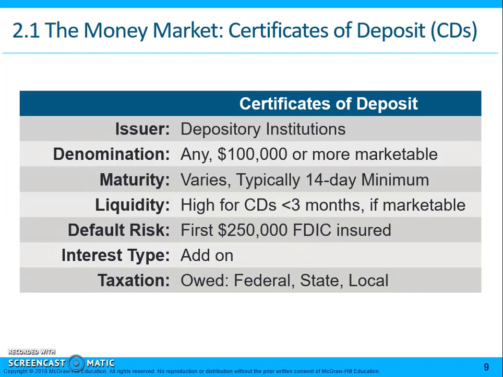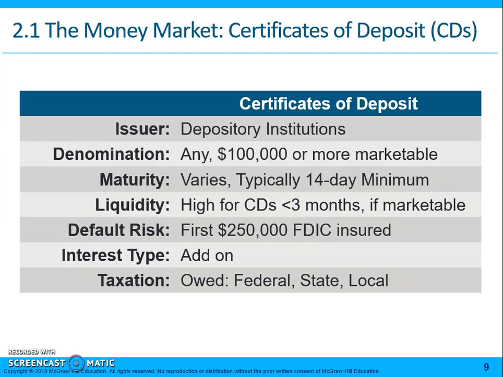So you could potentially buy a brokered CD from J.P. Morgan, Barclays, or any other number of institutions. These denominations can be any size. The 100,000 or more are typically marketable. The maturities vary. Again, could be up to a year, and with regard to money market instruments, typically a minimum of 14 days.